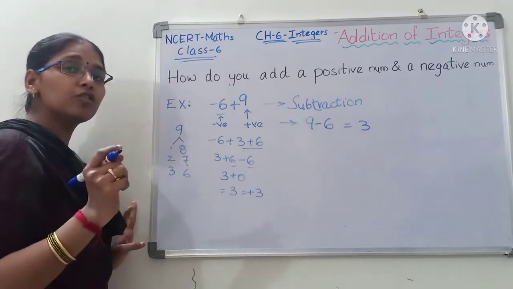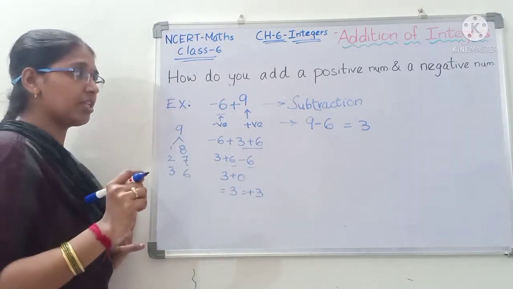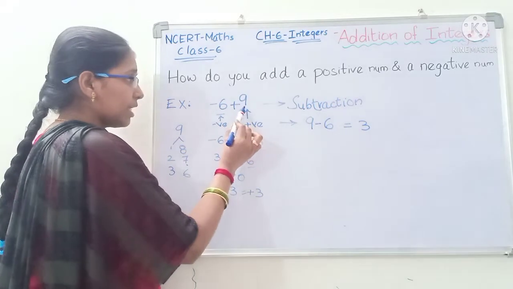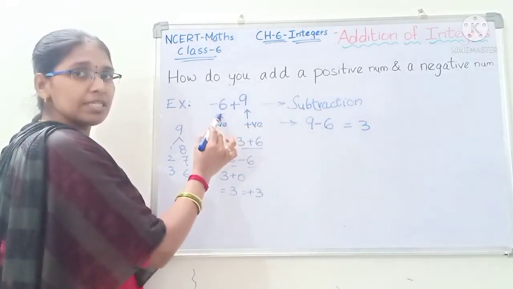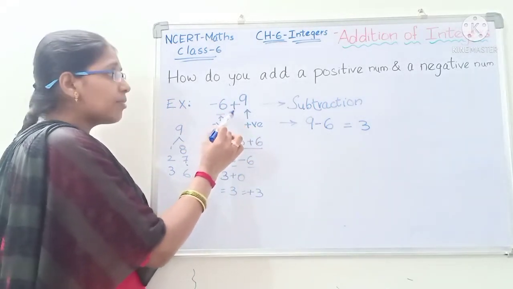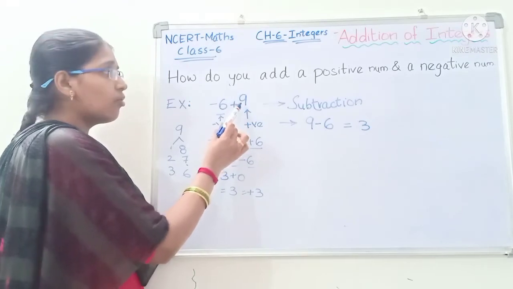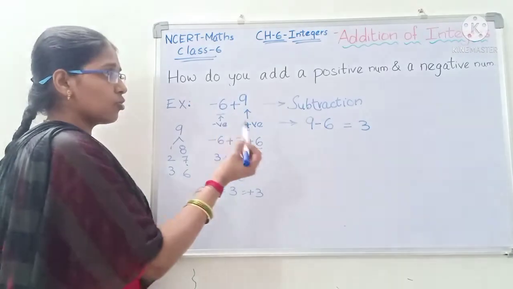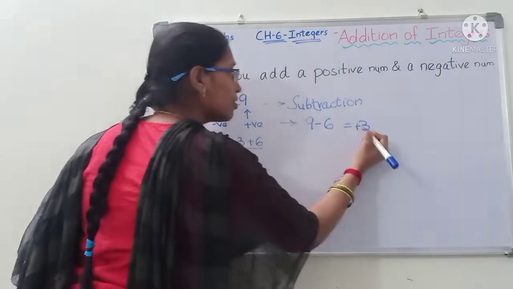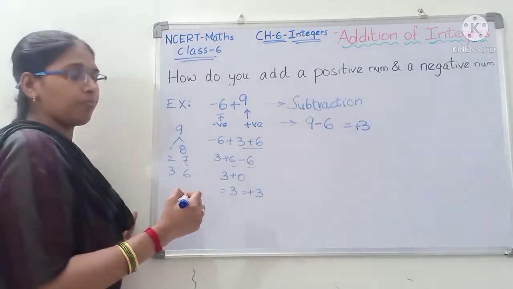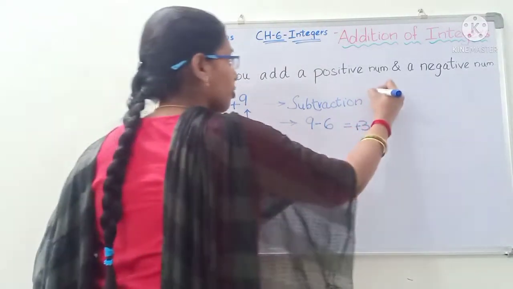After that, you should check the sign of the larger number. Here, one number is 9, another number is 6. What is the big number of these two? 9 is bigger. What is the sign of 9? Positive. So, the answer will also be a positive number. Okay, let's solve another problem.